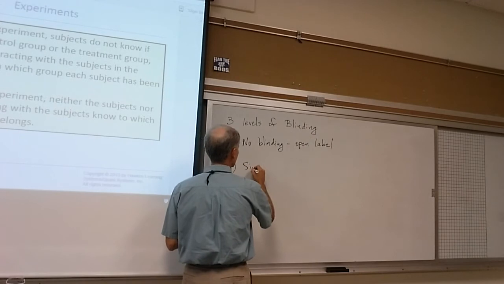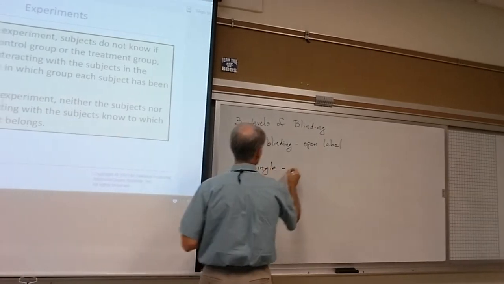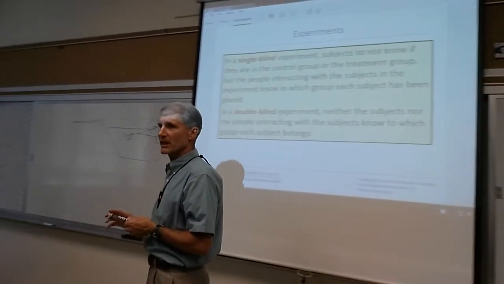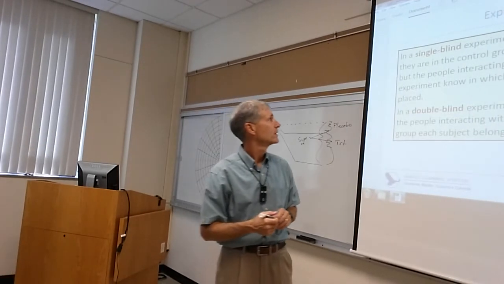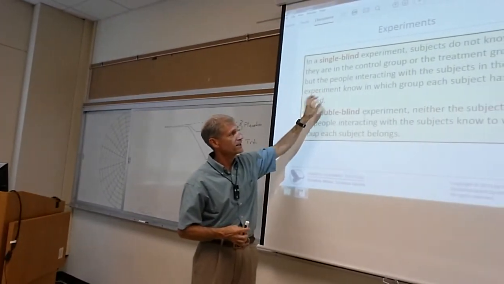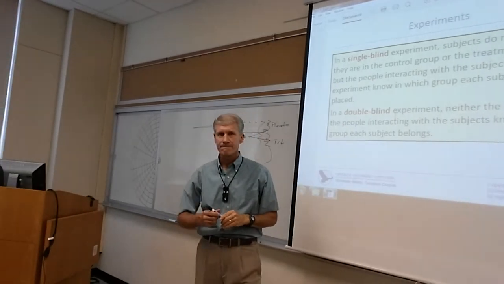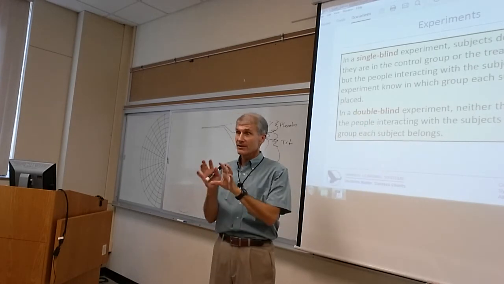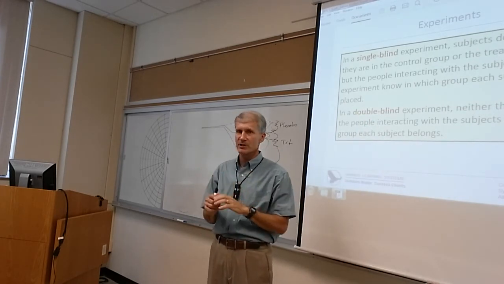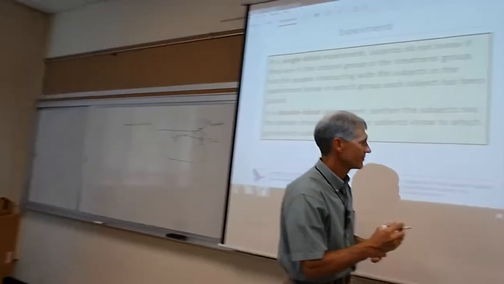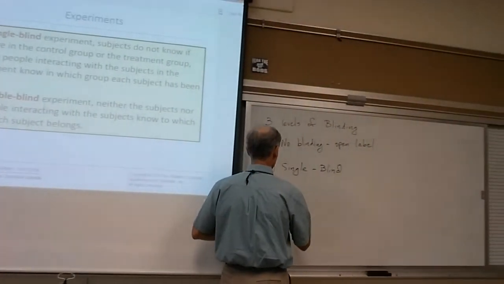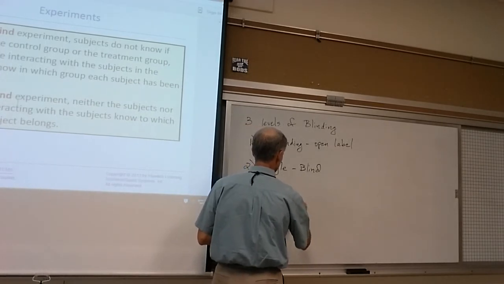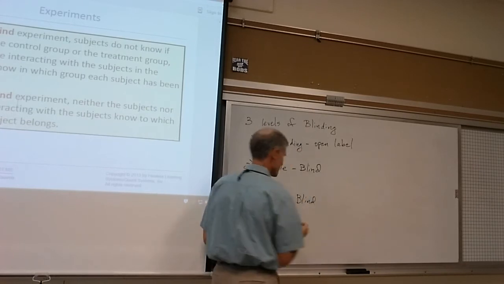The second one is called single blind. And you can read up there what single blind means. It means that the subjects don't know which treatment they got, but the researchers do. So the people conducting the study know what they're getting. Right? That's not as good as double blind. Double blind is when neither the people treating the subject nor the subjects know what they're getting. Why would you not want the people treating them to know? Researcher bias.